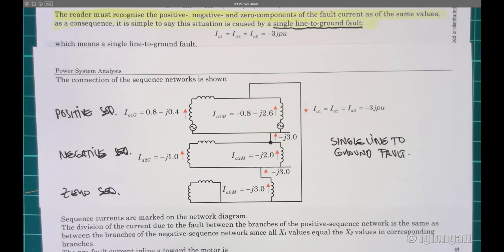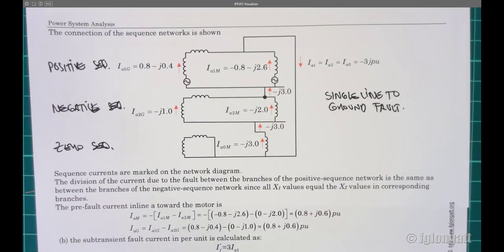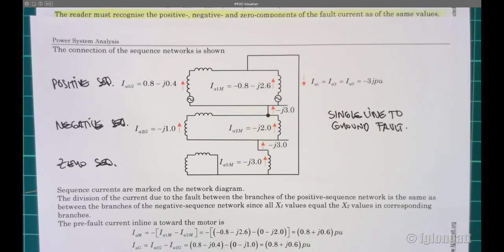It's very simple. It's something that all my students can do straight away. What is the next question in this problem? The next question is quite interesting. The question is, what is the pre-fault current? What is the pre-fault current that is going to the motor? This is something very simple.